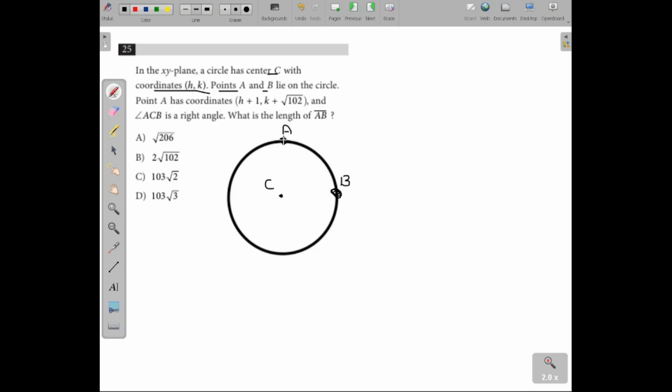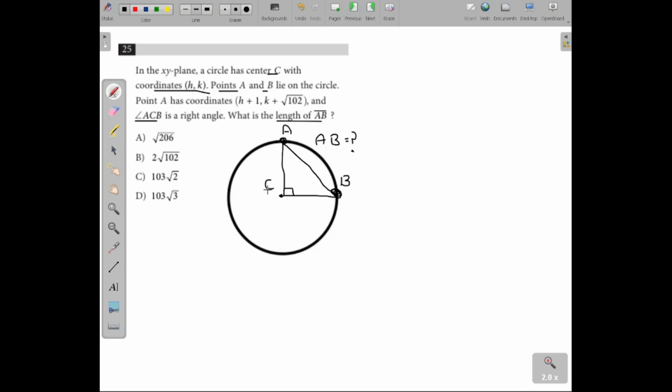Point A has coordinates h plus 1, k plus square root of 102. And this triangle ACB that forms here is a right angle. So that means that C has 90 degrees. What is the length of segment AB? We need to find the length of the hypotenuse that forms here, AB.